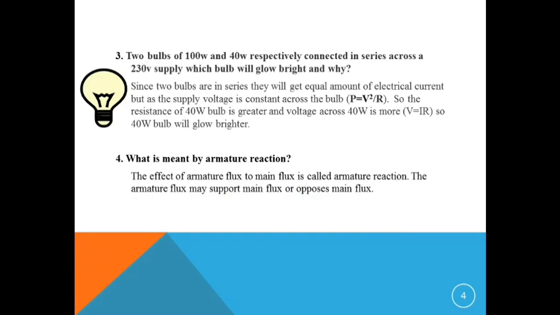We know that power P is equal to V square by R. So the resistance of the 40 watt bulb is greater and the voltage across the 40 watt is more, since V is equal to IR. So the 40 watt bulb will glow brighter.